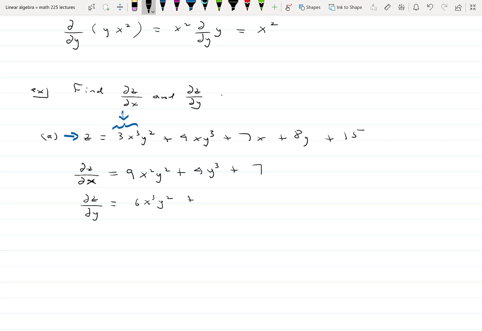I feel so bad for making that mistake. You're just learning this stuff, and I'll try to be more careful. Next term, 4xy cubed with respect to y. Well, if I differentiate with respect to y, I'm holding anything with an x in it constant. 4 and x are both constant. So 4x is constant. The derivative of y cubed is 3y squared.